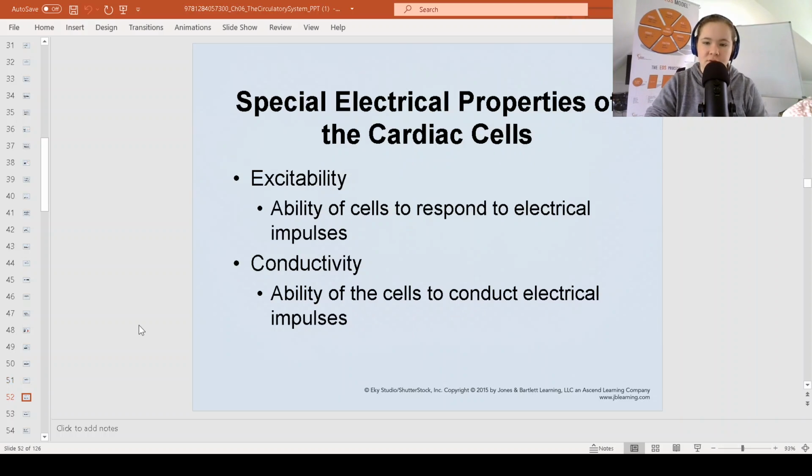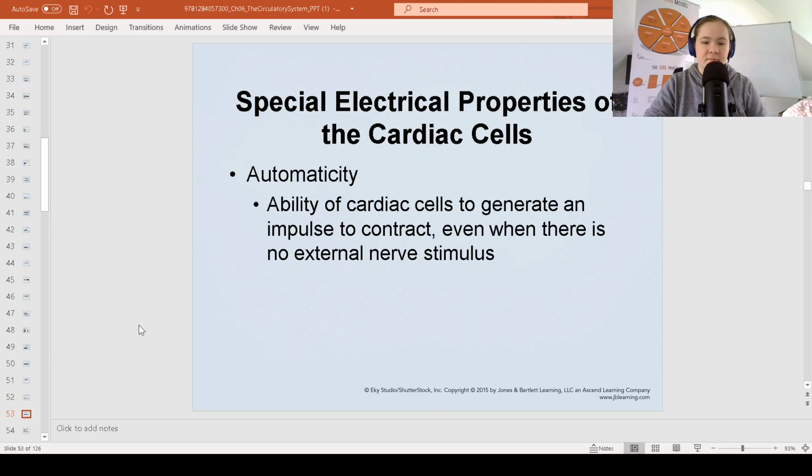The special electrical properties of the cardiac cells are excitability, which is the ability of cells to respond to an electrical impulse, and conductivity, which is the ability of the cells to conduct electrical impulses. Automaticity is the ability of cardiac cells to generate an impulse to contract even when there is no external nerve stimulus.